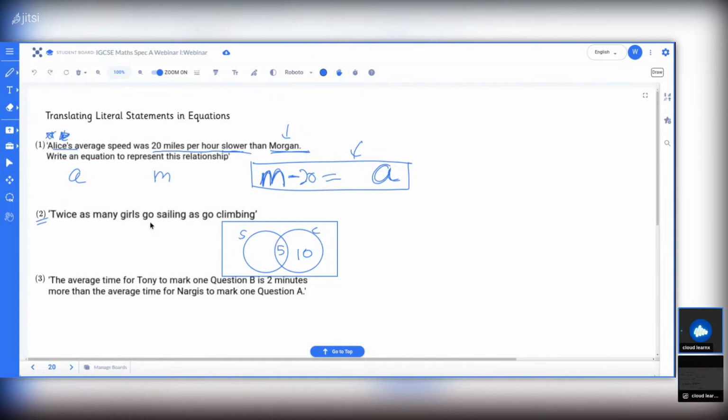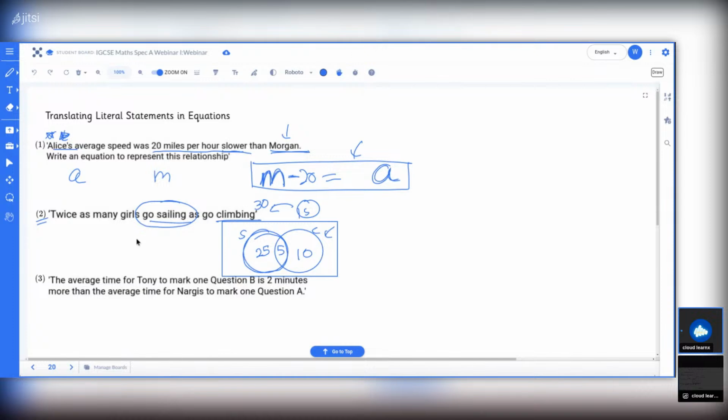So twice as many girls go sailing as they go climbing. So there has to be twice as many. More go sailing than they do climbing. Twice as many, double. So how many go climbing? 10, 15. So sailing has to be more than that because twice as many. So how many times more? 2 times more. So it should be 30 altogether, which makes this 25 because the entire thing represents sailing. So it could come up with Venn diagrams, or in different situations. So you need to be able to convert the literal statements into equations. Now, what would be the equation here?